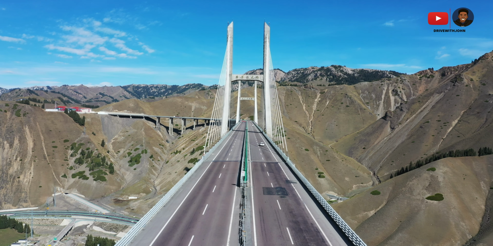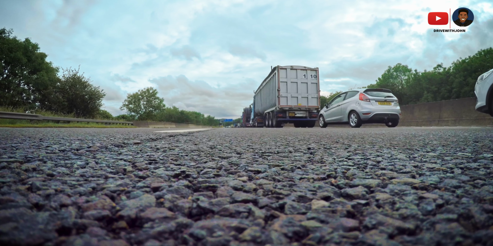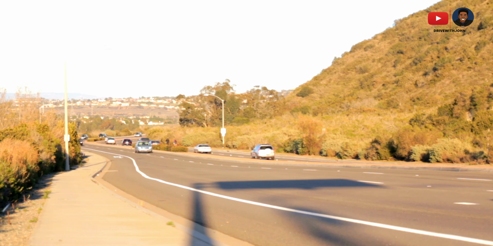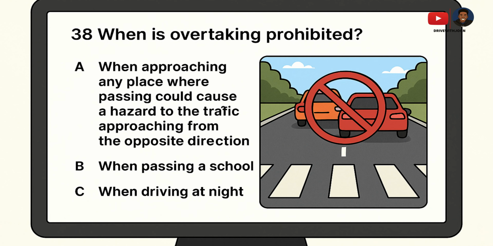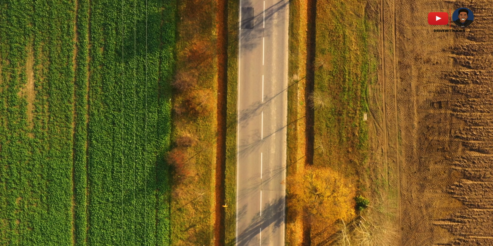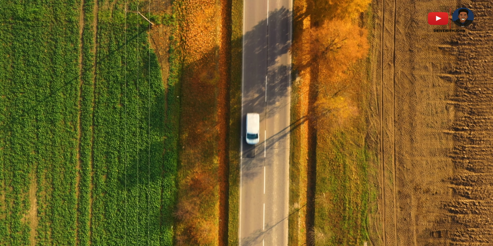What do you do? See, that's the thing. That's why we've got this question. You can't swerve or brake hard. Or yes, you can brake hard and survive, but swerving is very dangerous. So that's why this question is here. When is overtaking prohibited? The correct answer is A. When approaching any place where passing could cause a hazard to the traffic approaching from the opposite direction. Yes, that's where we get head-on collisions, especially on back roads. Very, very sad. Okay, let's go.